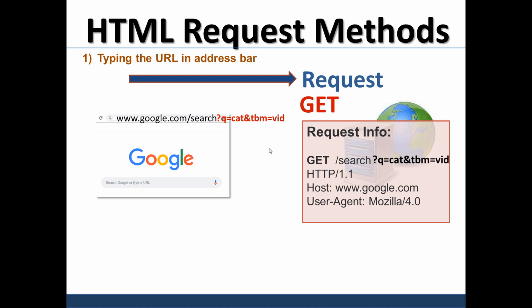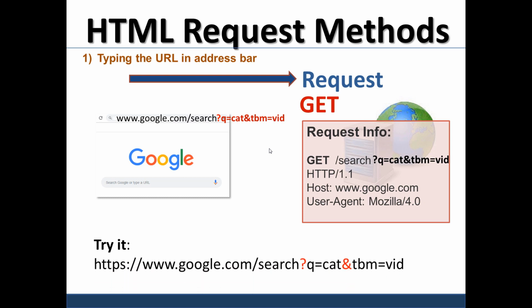For instance, pause this video and enter this URL in a browser, first without the parameters and then with them. Please try it. As you might have noticed, the server used the parameters in the URL to narrow the search and to display just videos of cats.